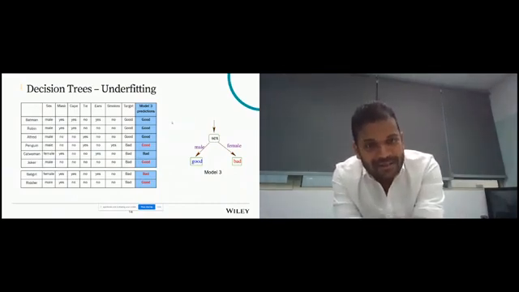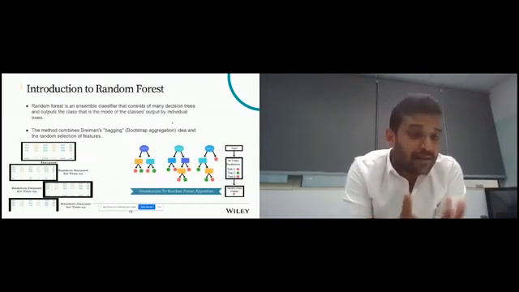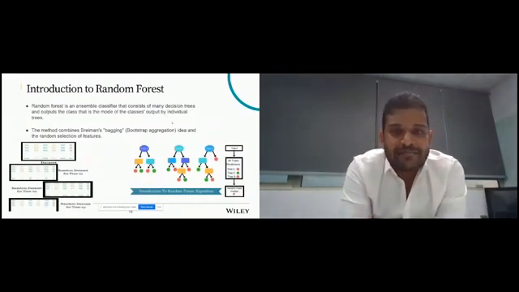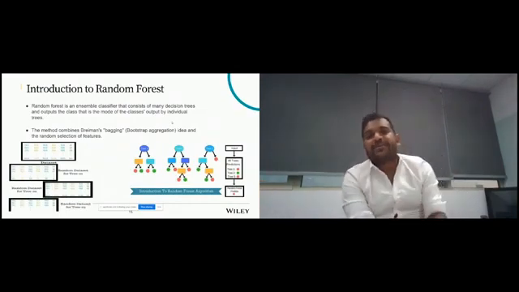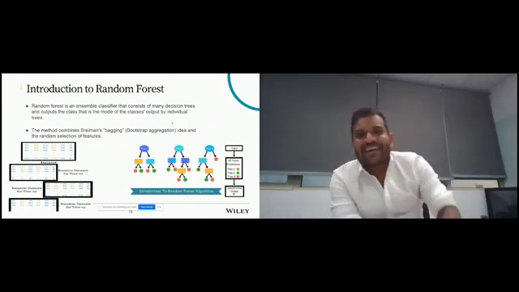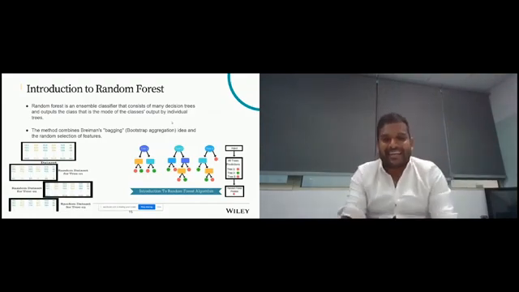What I'll show you now is another algorithm, called random forest, that overcomes the problems of overfitting and underfitting. So random forest, just to summarize, I'm not going to go into detail. It uses something called bootstrap aggregation. Again, don't worry, if you are not familiar with it, bootstrap aggregation is a sampling technique.